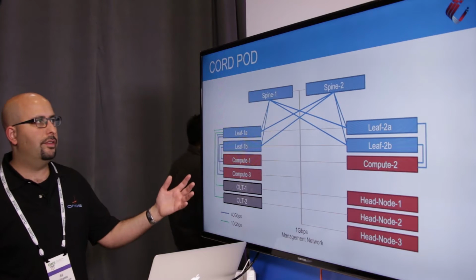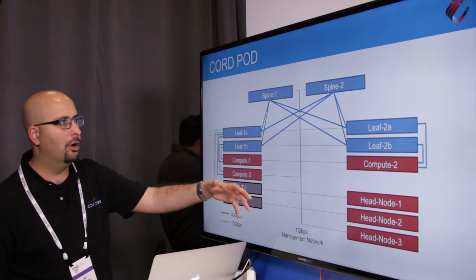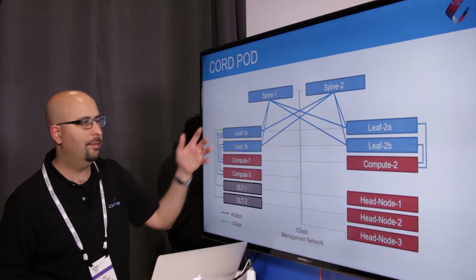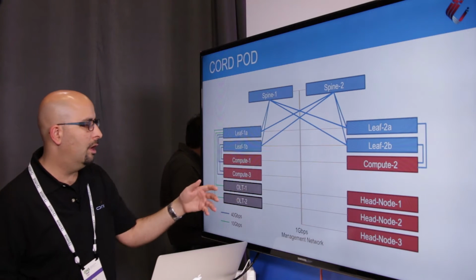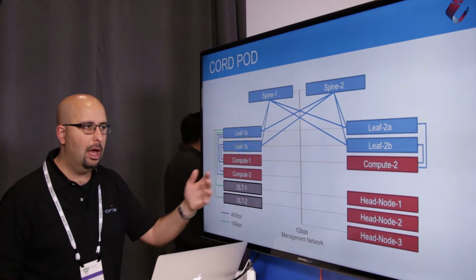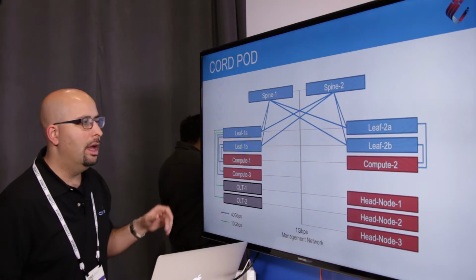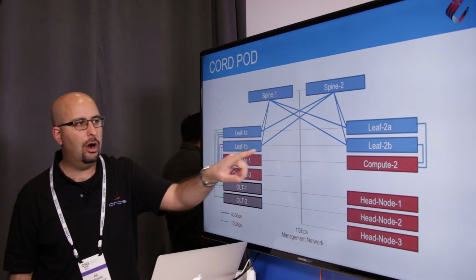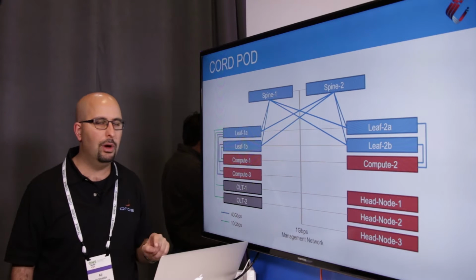So this is the general architecture of CORD, where we have a leaf spine fabric, a set of compute nodes, a set of OLTs to connect the subscriber's home, and a few head nodes. In this demo, we are only using 2 compute nodes and 1 OLT.